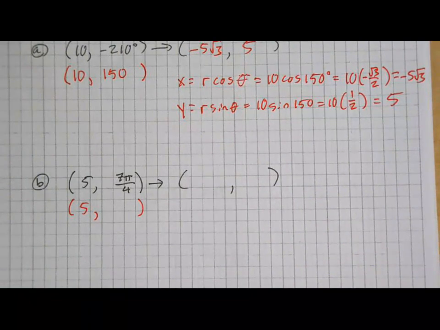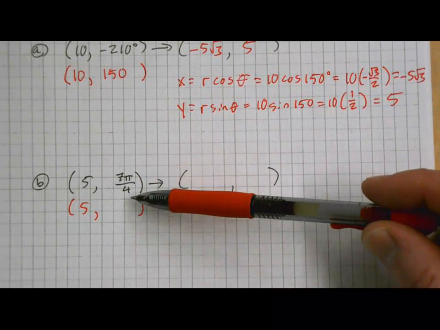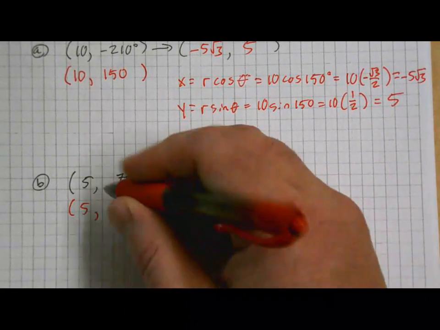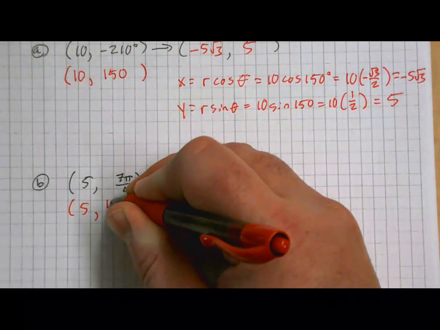What are we going to add on to 7 pi over 4? We'll add 2 pi, or 4 pi, or 6 pi, 42 pi, 64 pi. I'm going to go for 2 pi. 2 pi would be, let's see, over 4. That would be 8 pi over 4. 8 pi over 4 plus 7 pi over 4. I believe that would be 15 pi over 4.